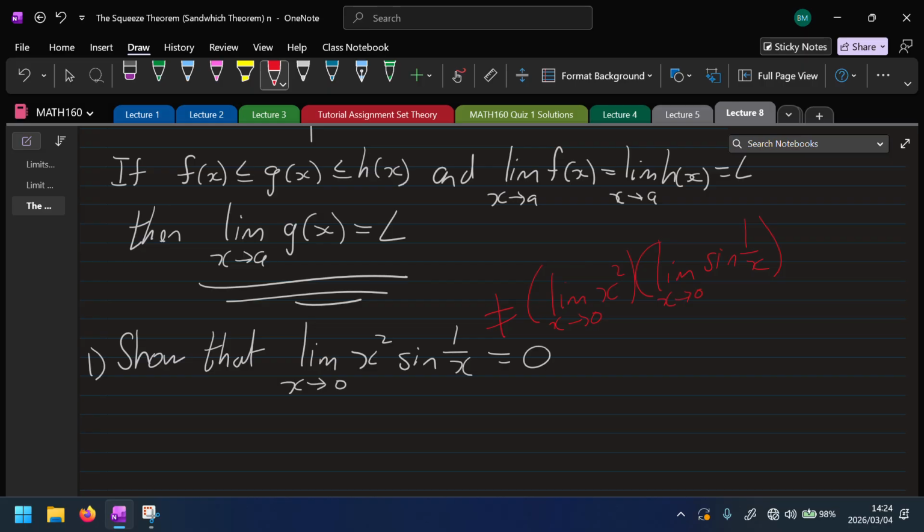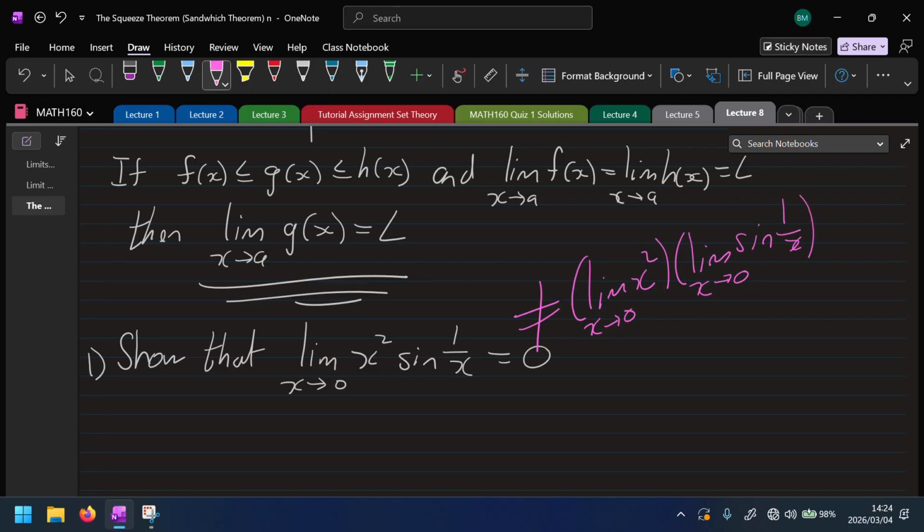Can you see the red? No. Okay, let's rewrite that in pink. You can see the pink. Okay, so this is not equal to the limit x goes to 0 of x squared, limit x goes to 0 of sine 1 over x. Why? Well, the first limit does exist, that's fine. The second limit does not exist. We need both of them to exist to split it up. So we cannot use the limit laws.